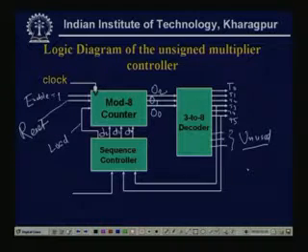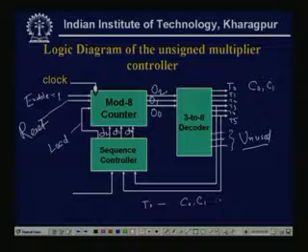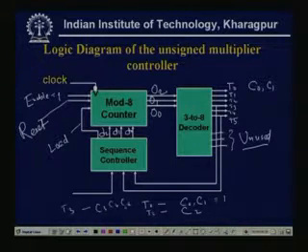Now, we have already derived that at T0 the control signals C0 and C1 should be high. So, to write clearly, at the T0 state, control signals C0 and C1 should be high. Then at T2, C2 is high. Similarly, we have seen at T3, C3, C4 and C6, and at T4 there is C5.